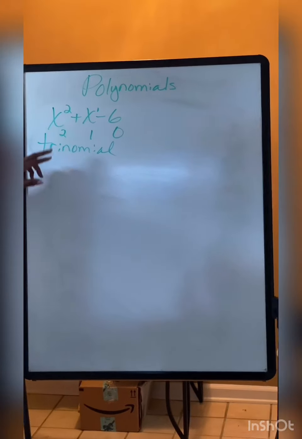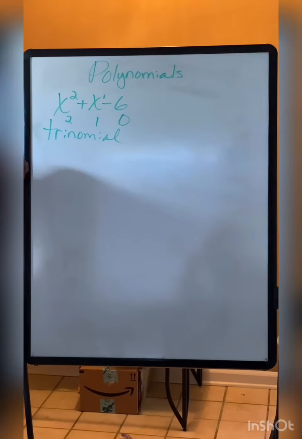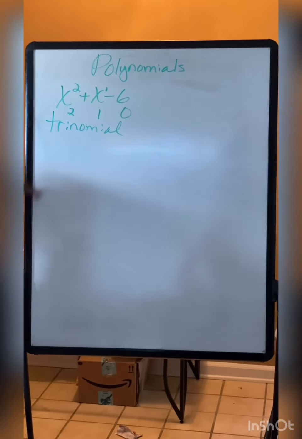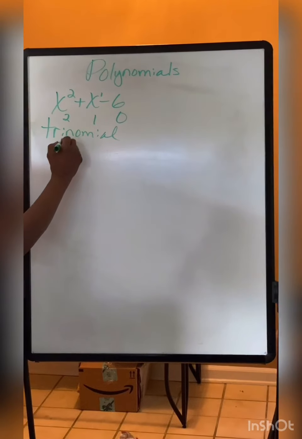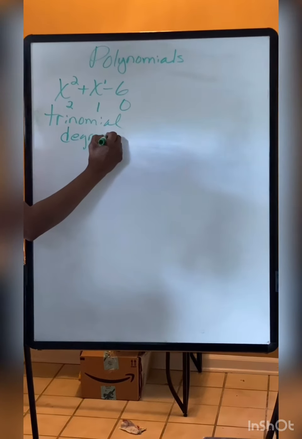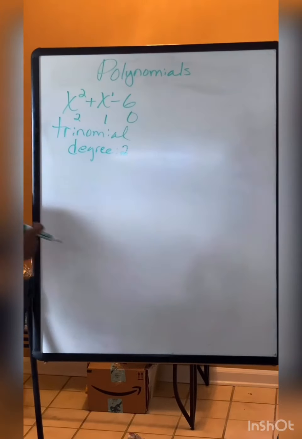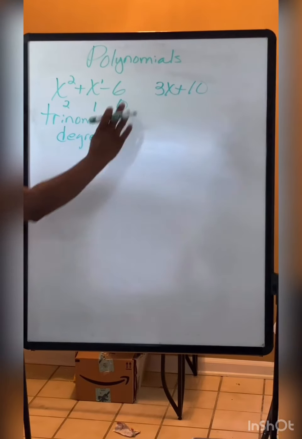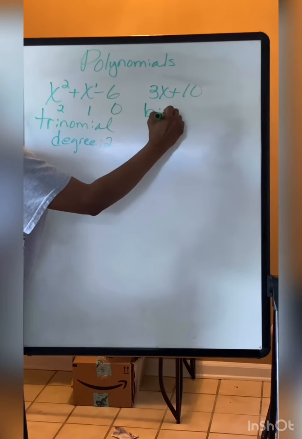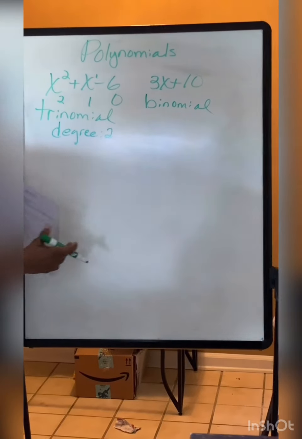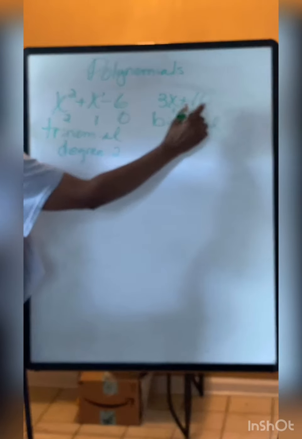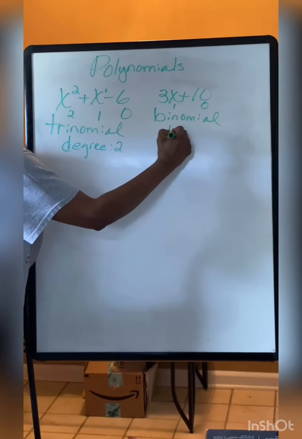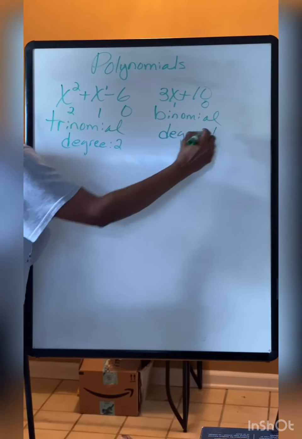Now, once you determine the degree of each one of the terms, then the greatest degree that you see is the degree for the polynomial itself. So the greatest number I see is 2. So that means that this polynomial has a degree of 2. If I had 3x plus 10, I have 2 terms, so this is called a binomial. Then as I look at the degree, for this term it is a 0. The greatest number that I've written down is a 1. So the degree for that particular binomial happens to be a 1.